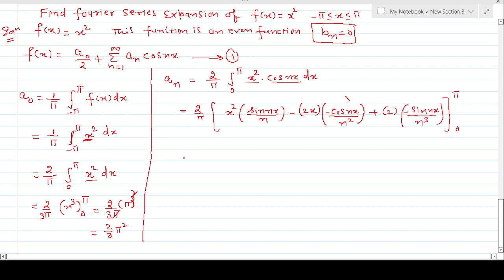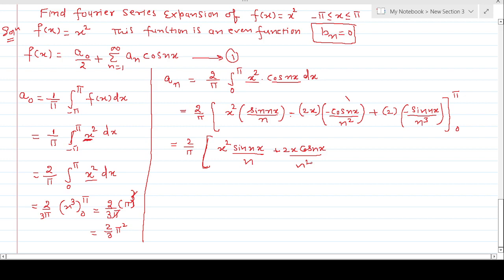Now first of all, you adjust all the negative and positive signs. So it is x square into sine nx by n. Negative negative is positive, so it is 2x into cos nx by n square. Then minus 2 sine nx upon n cube, within the limit 0 to pi.